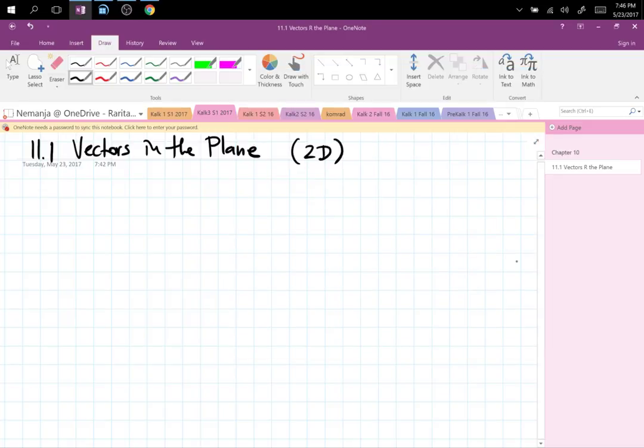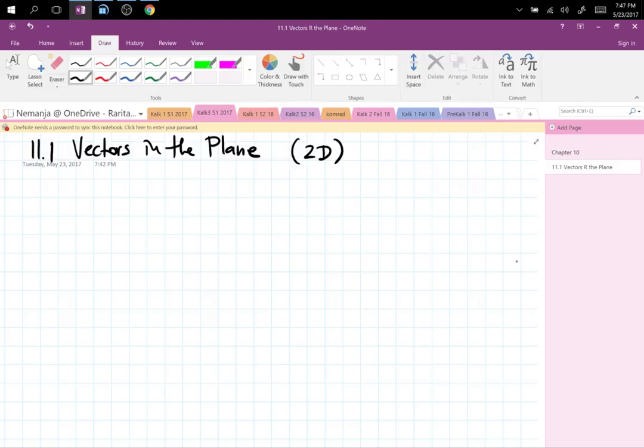Hello and welcome to Calculus 3. We are starting this epic journey with exploration of vectors. So first we do vectors in 2D, next section 11.2 will be 3D, and then we'll do more cool stuff.